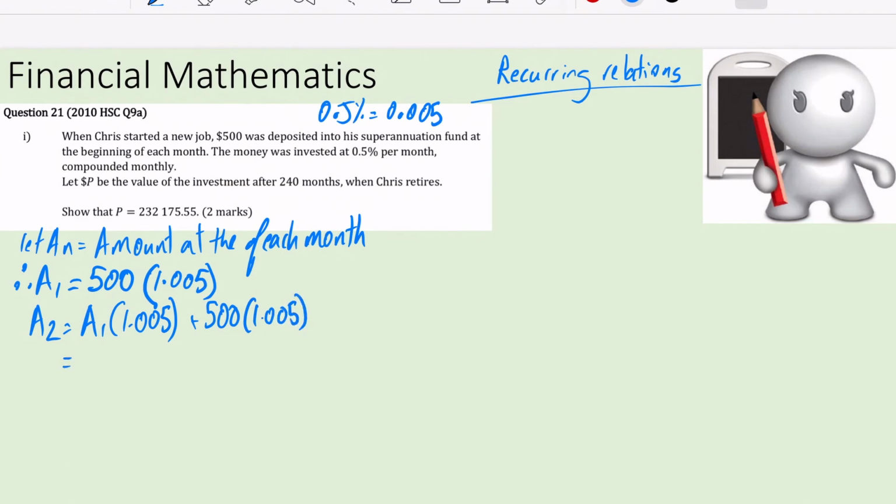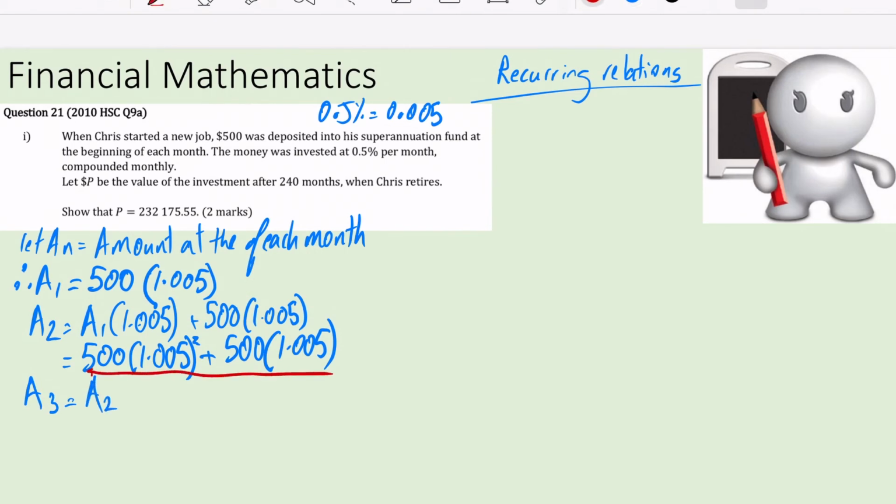Now, A1 is 500 multiplied by 1.005. When I multiply it by a further 1.005, I'm going to get that squared. And this is the amount that he puts in at the beginning of the second month and what it accumulates to at the end of the second month. Now, A3, and you only need to do this 3 times, is the same as A2, which is this whole statement over here. I'm going to be multiplying it by 1.005 once again, and then once again add a further $500, which at the end of that third month will have accrued interest.